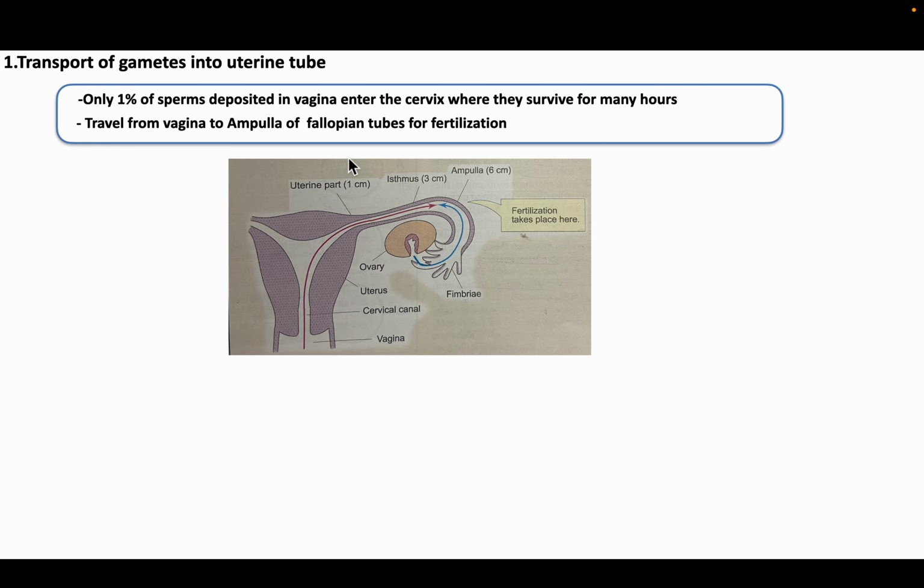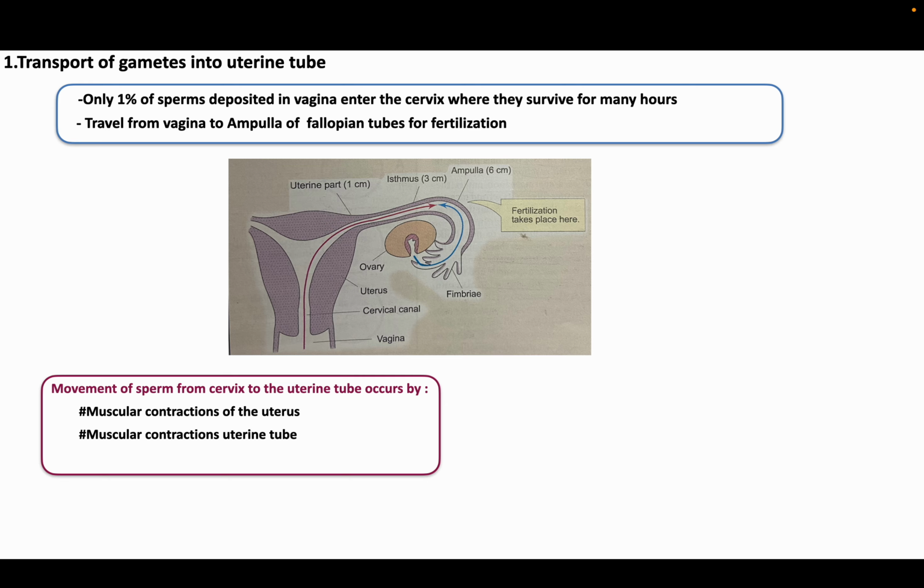Now, first is the transport of gametes into the uterine tube. Only 1% of sperms deposited in the vagina enter the cervix, where they survive for many hours. They travel from the vagina to the ampulla of the fallopian tubes for fertilization. You can see in this diagram, they are traveling from the uterine cavity towards the fallopian tube.